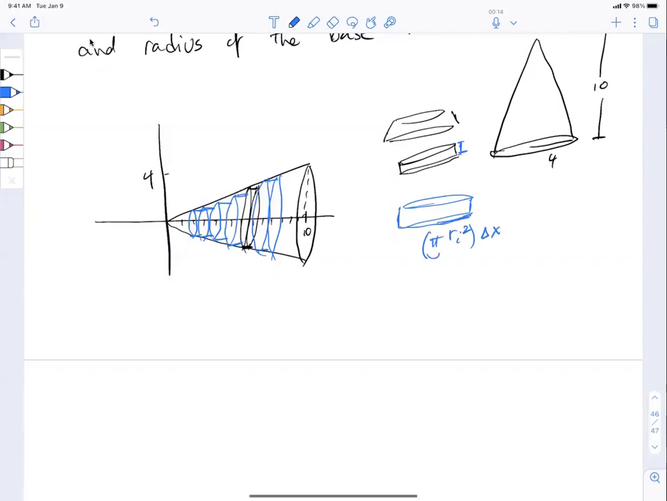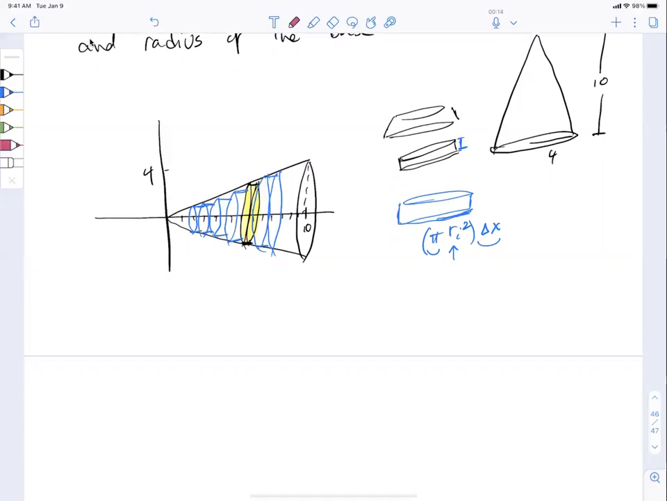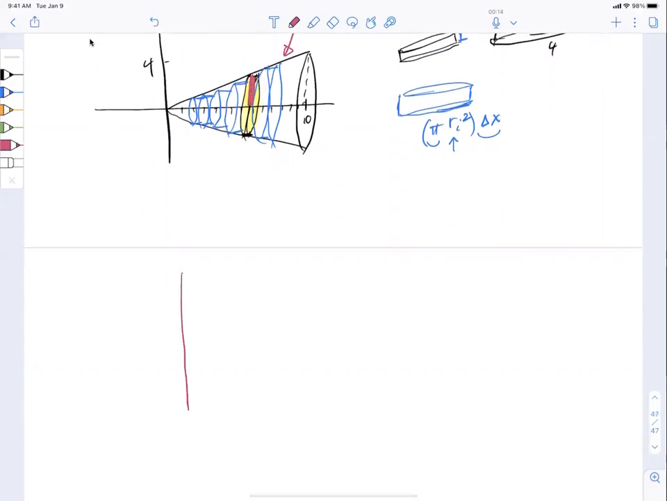Pi is a constant, we know that. Delta x is the measure we're going to use. The part that we don't know, that we have to figure out, is how to calculate Ri. So if you look at, say, one of these disks, the one that I initially drew in black, the radius of that disk would be the value of the function at xi. What function? This function, which is a line. If you just look at the equation of the line there, the value of that line at xi gives you Ri.